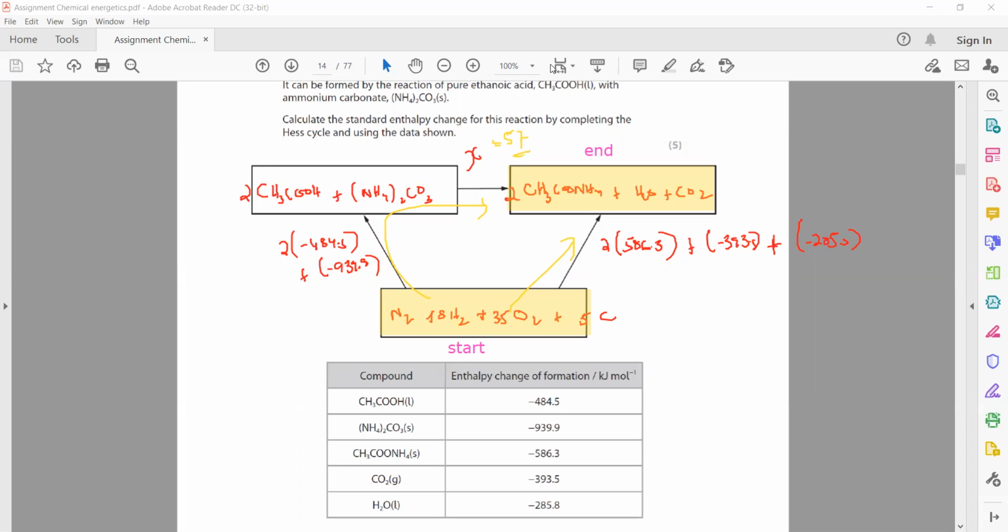As the equation will be, I will write the equation here, because if we follow route 1, it will be 2 into minus 484.5 plus in a bracket minus 939.9 plus x is equal to 2 into 586.3 plus minus 393 plus minus 285.8. So we move x to the other side, so the final answer will be 57 kilojoule per mole.